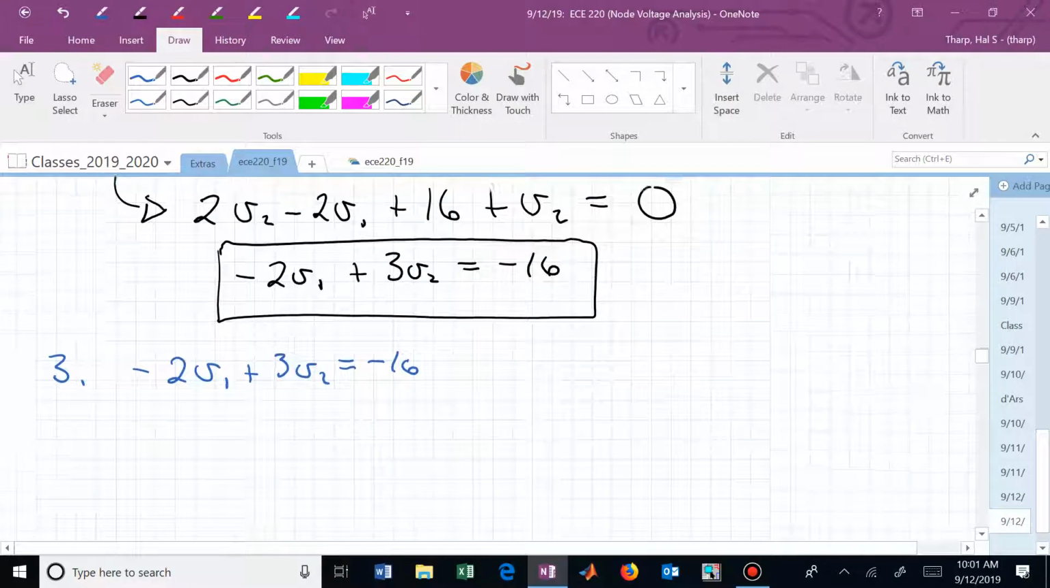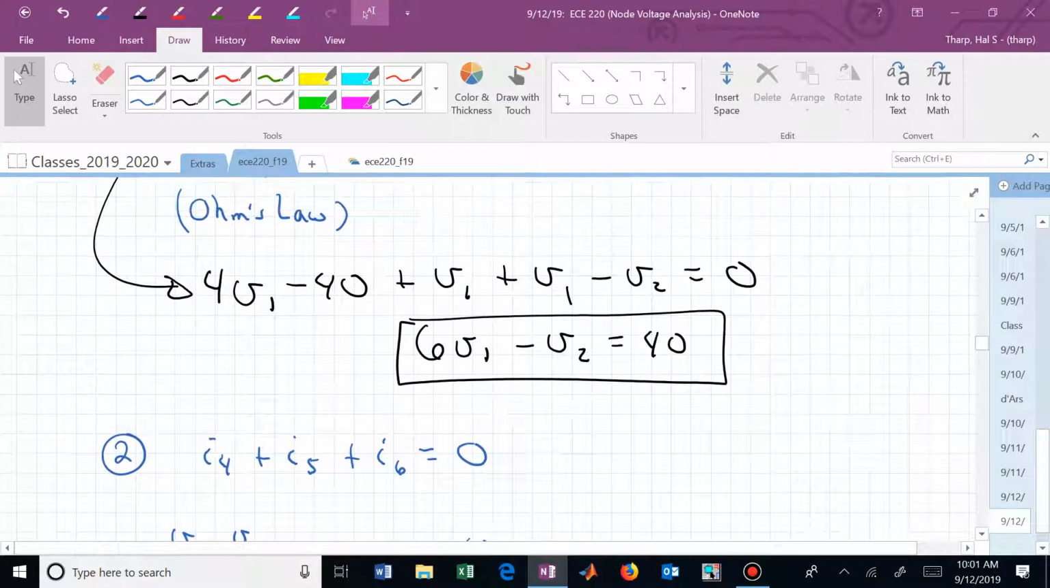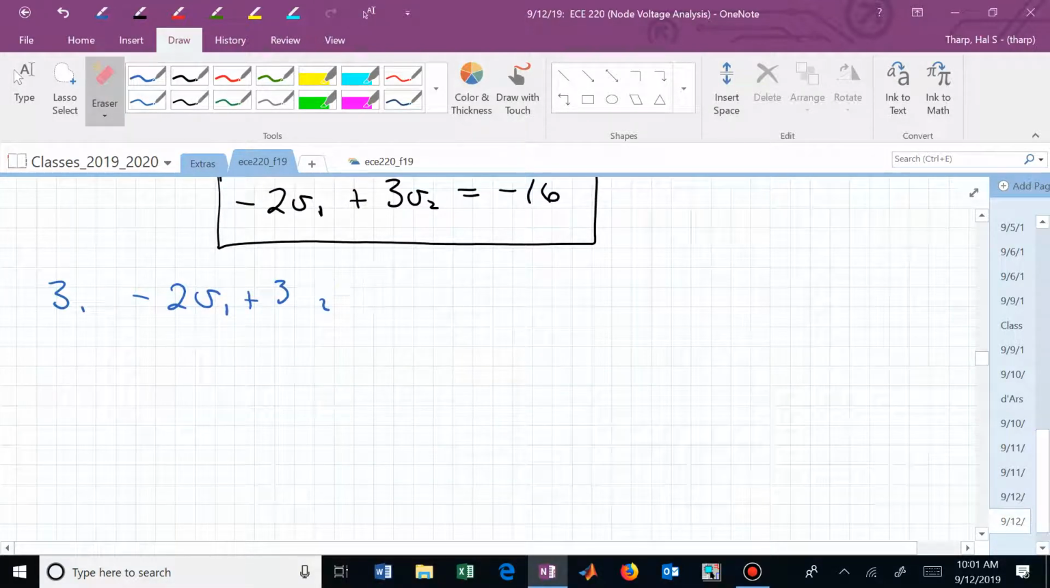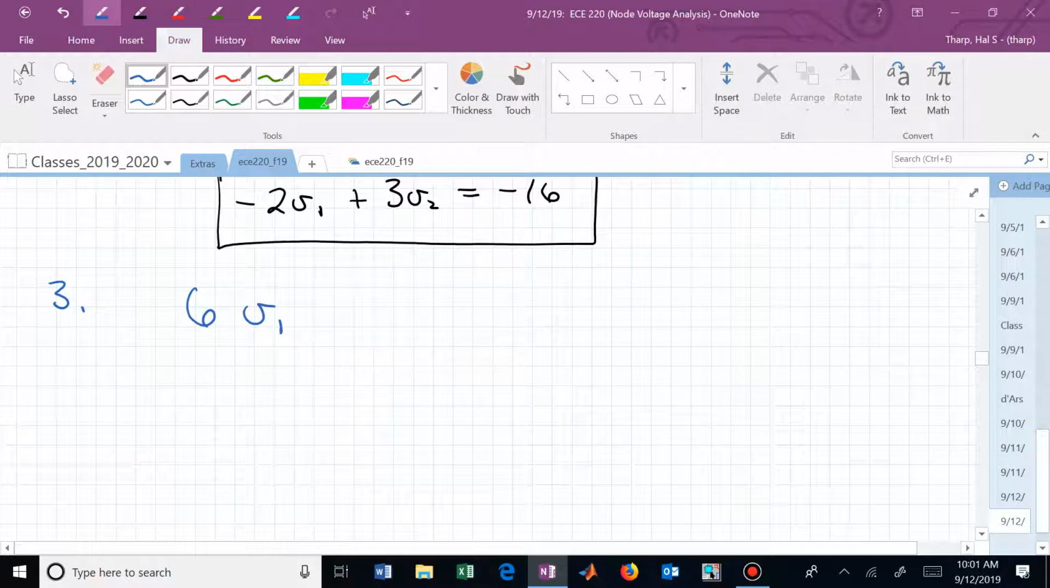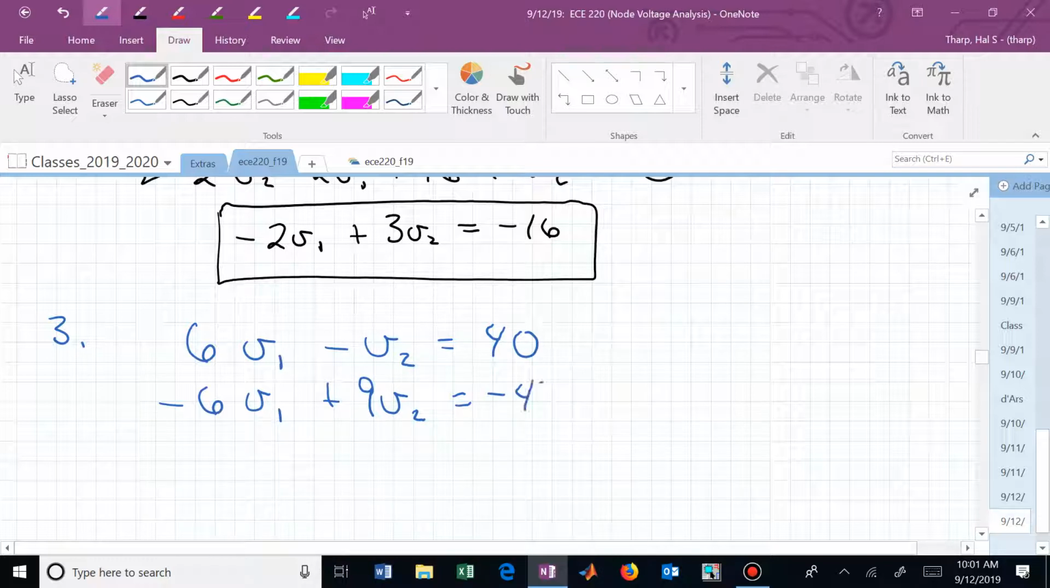well, can I multiply that by 3? Because now I know I want it to cancel the 6V1. Let me write this one down first. 6V1, this is the first equation we derived, minus V sub 2 is equal to 40. The second equation is in the black box here. We're going to multiply everything by 3, and I get minus 6V1 plus 9V2 is equal to minus 48, or 3 times 16.